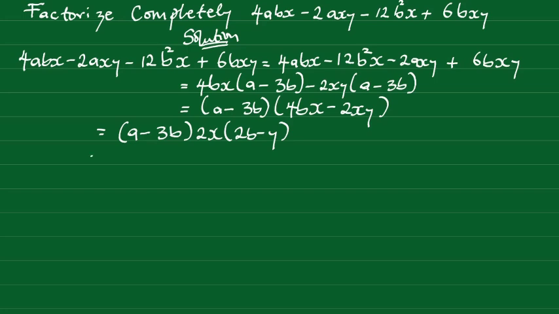Now we rearrange our expression and we have 2x bracket open, 2b minus y bracket close bracket open, a minus 3b bracket close. This is the final answer to this question.